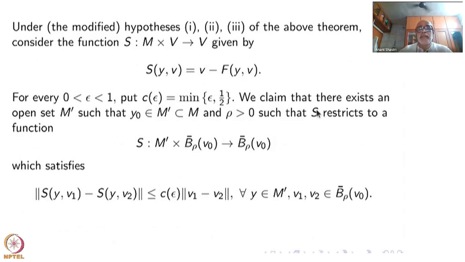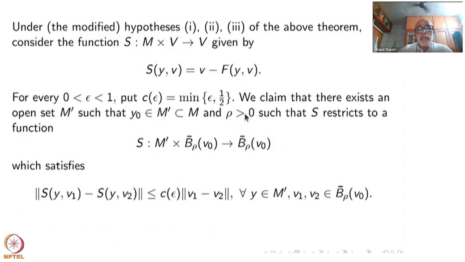We claim that there exists an open set M prime such that Y naught is inside M prime, contained inside M, and a positive rho such that S restricts to a function from M prime cross the closed ball, going inside the closed ball, and satisfies this inequality. This is our first step.